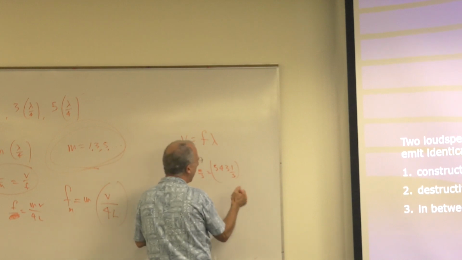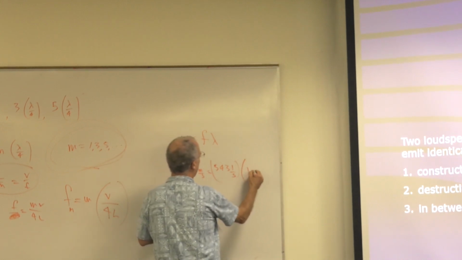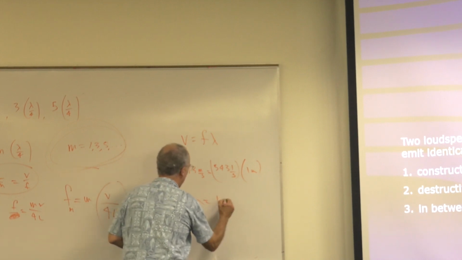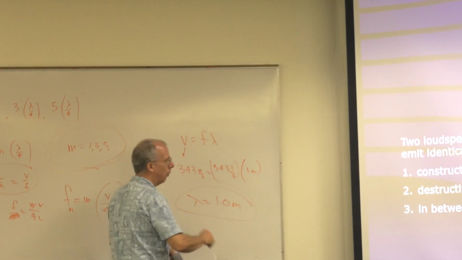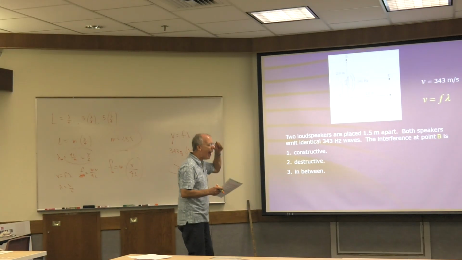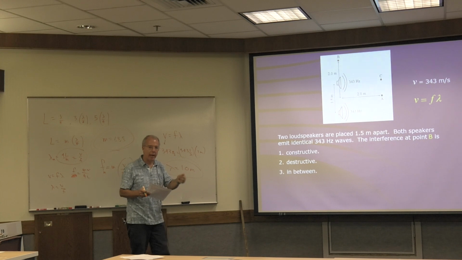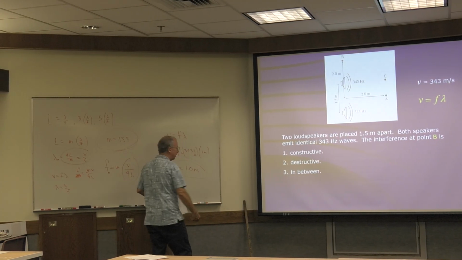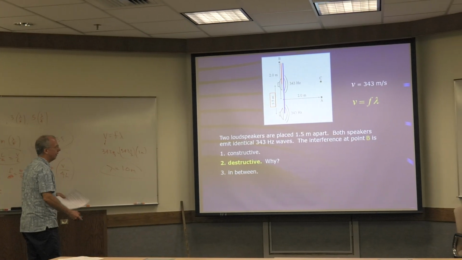1 per second, hertz. And so what's the wavelength? 1 meter, right? So lambda is 1.0 meters. Now, what's the path length difference? The path length difference is 1.5 meters. So that's 3/2 of a wavelength. That's destructive. That's destructive.